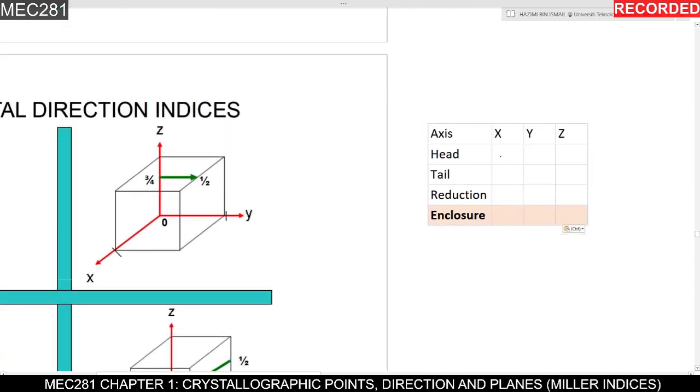Head here, x is on the 0, y is on the half of y. Okay, so it is half. Z, okay, it is 3/4, third quarter. So the tail, x still 0, y is 0, and z is 3/4.